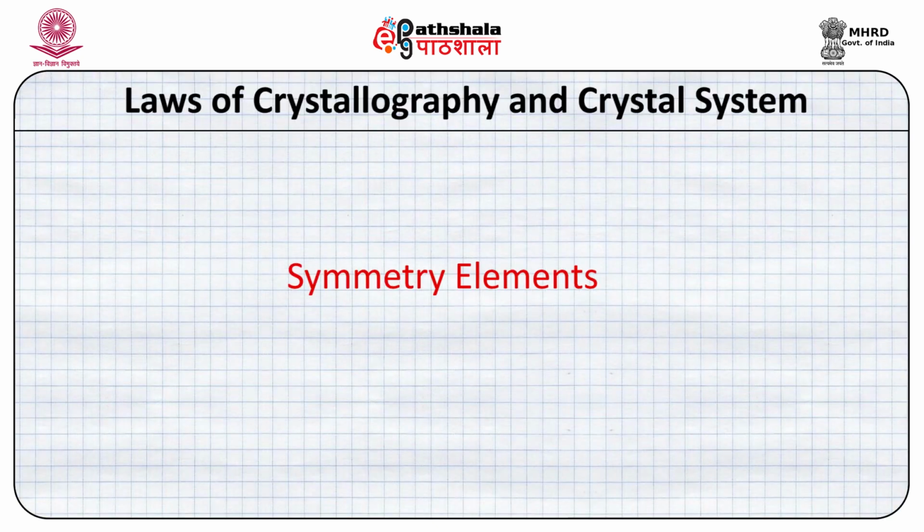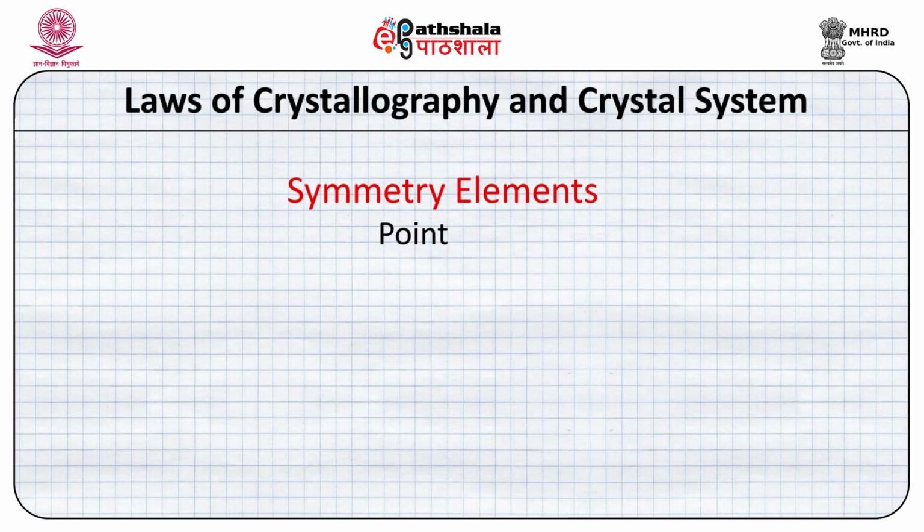Now, we will discuss the symmetry elements, which will help us define the geometric operations that describe the symmetry inherent in a crystal. So, we have three symmetry elements basically. We have symmetry with respect to a point, symmetry with respect to an axis, and symmetry with respect to a plane. I will explain the three symmetry elements first.